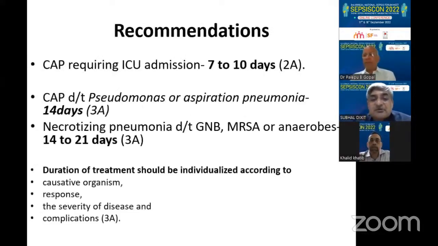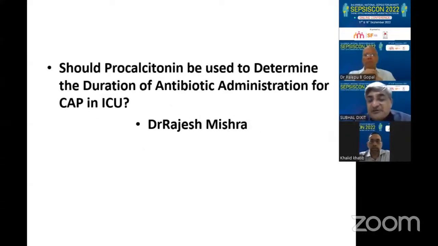Yes, thank you, Dr. Gopal. As you rightly said, ICU patients require a duration of about 7 to 10 days. Those patients with pseudomonas or aspiration pneumonia, you should give it for 14 days. Those patients with MRSA or necrotizing pneumonia, you can consider giving it for about 14 to 21 days. Of course, treatment should be individualized depending upon the organisms, the response, and also the severity of the disease and the complications. Rajesh, what is your opinion on the use of procalcitonin? Should it be used to determine the duration of antibiotic administration for CAP in ICU?